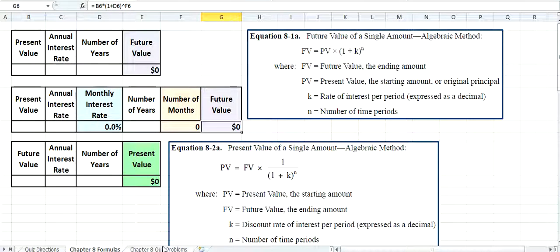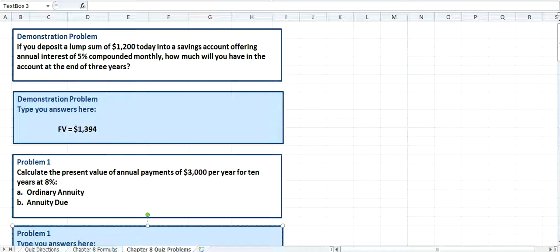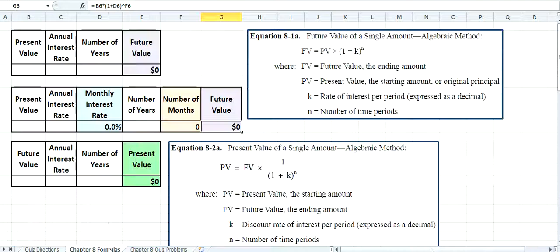Because if you read the problem carefully, it says that the 5% annual interest rate is compounded monthly. So we have to adjust for that. So let's jump back over here. So if we put our present value in here, 1,200, and we put our annual interest rate in right here, which is 5.